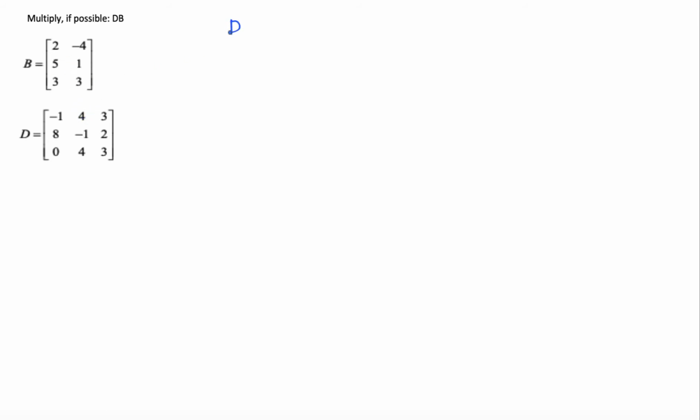So we know that D here is a 3 by 3 matrix. It has 3 rows and 3 columns. And matrix B is a 3 by 2 matrix. It has 3 rows and 2 columns.